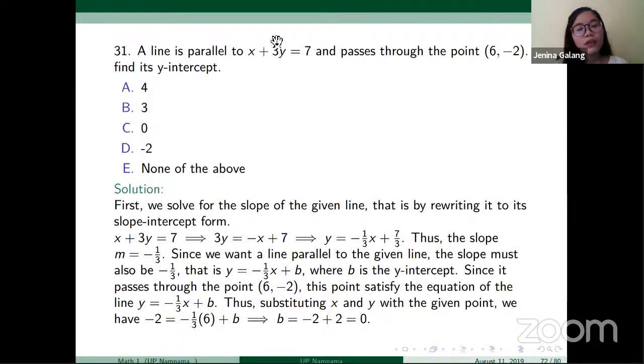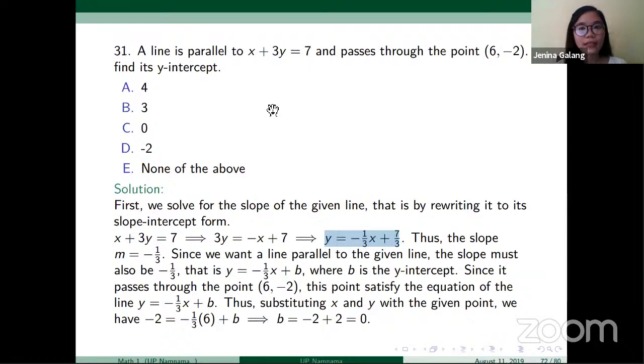So, transpose nyo lang yung x to the right side. So, we have this. Y equals negative 1/3 x plus 7/3. So, here, yung slope natin dito ay negative 1/3.